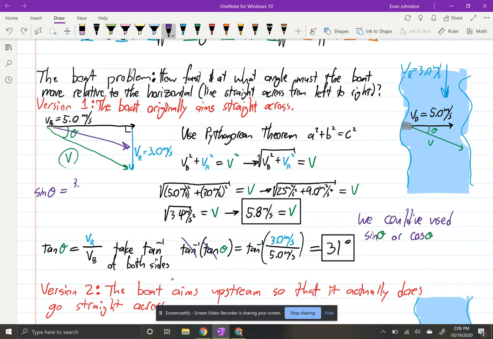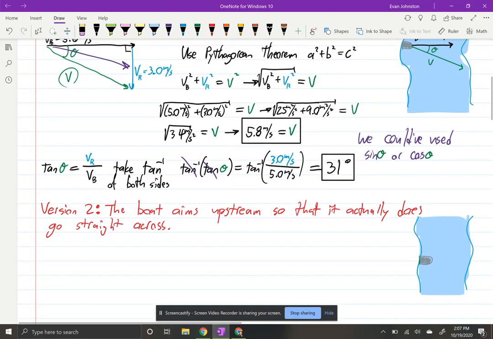So 3.0 meters per second over, well, my big velocity, which we found is this 5.8. And then you would have had to use inverse sine instead of inverse tangent, and you actually will get the same exact thing, which is pretty awesome. So hopefully my sine or cosine folks got that.